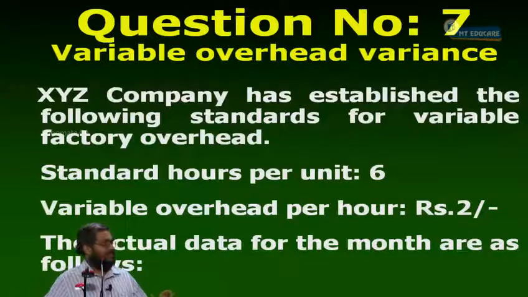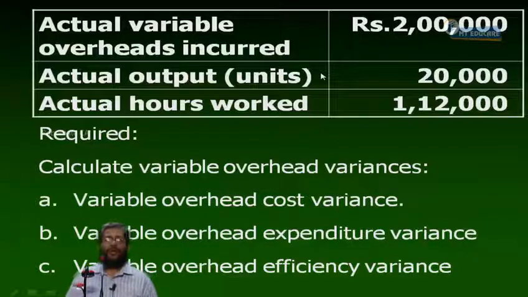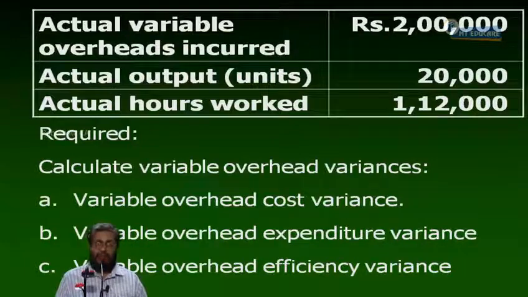XYZ company has established the following standards for variable factory overheads. Standard hours per unit 6 hours, variable overhead per hour 2 rupees. Actual data for the month are as follows. Actual variable overheads incurred 2 lakhs. Actual output in units 20,000. Actual hours worked 1,12,000. Required to calculate overhead cost variance, expenditure variance and efficiency variance.